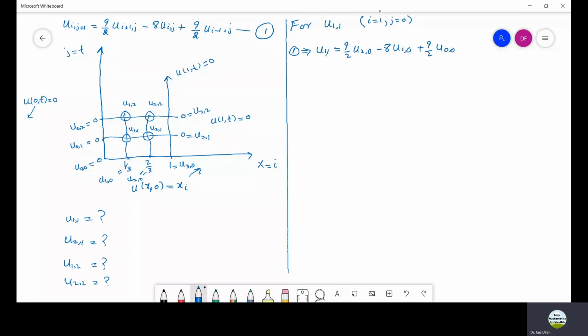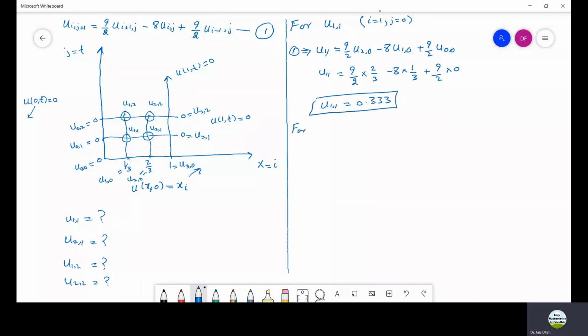And now from the given values from the chart, we can get these values. So 9 by 2, the value of u2,0, that is 2 by 3, minus 8, the value of u1,0 from the chart, that is 1 over 3, plus 9 by 2, the value of u0,0, that is 0. So just simplify these values and we can get 0.333. That is the first required value.